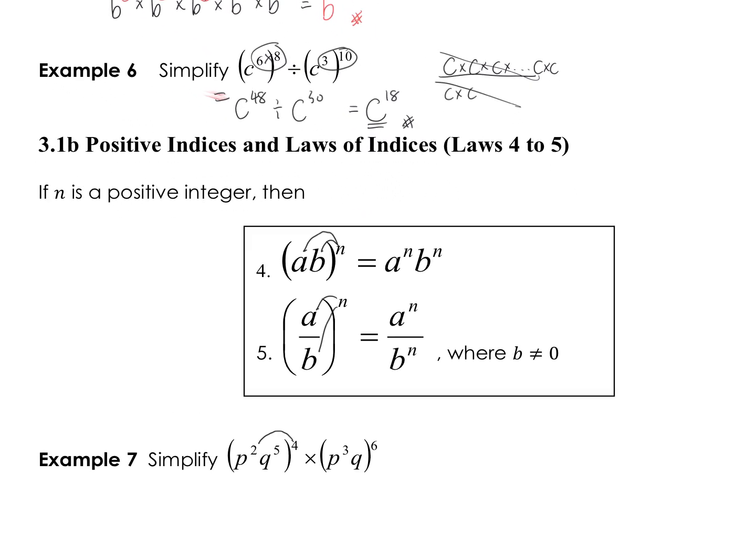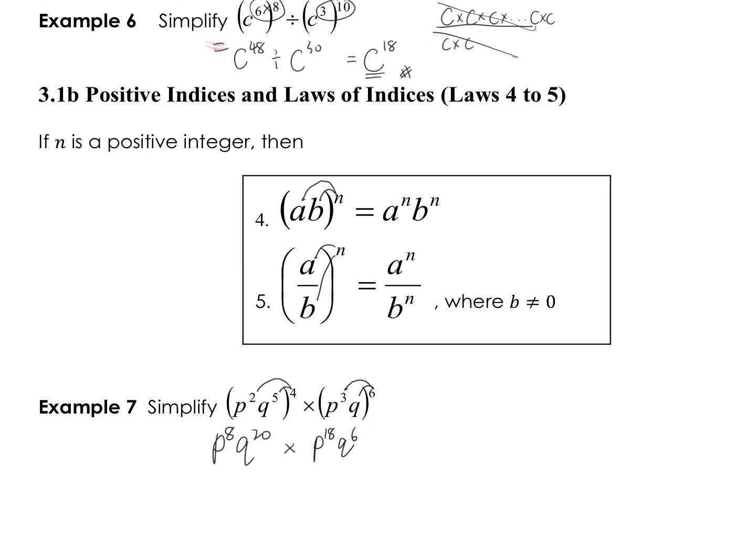How do I use it here? P what? P8. Q what? Okay, same thing. P what? P18. Q 6. Then you deal with the next rule.